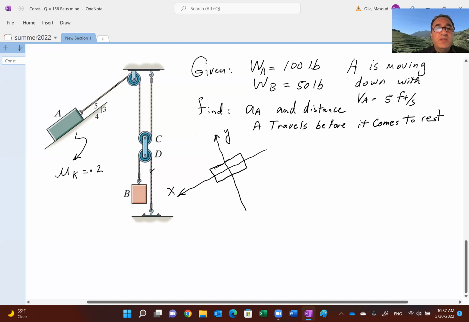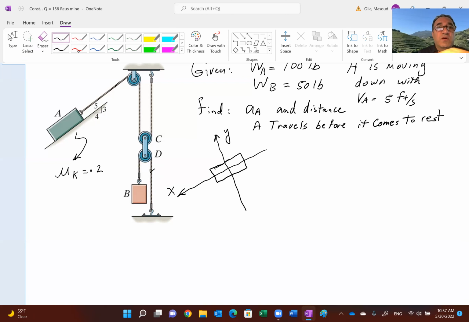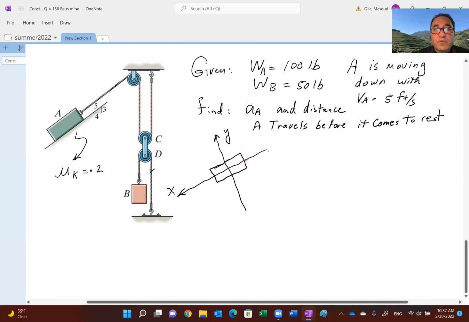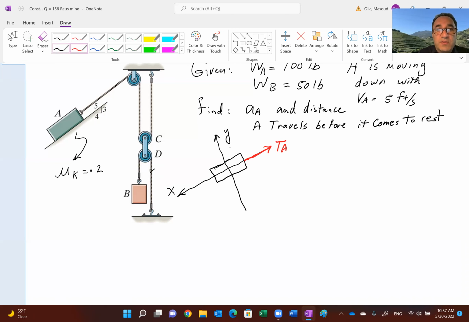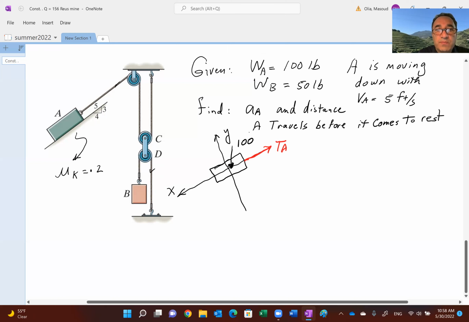I'm going to call the tension in the cable attached to block A, tension A. This is obviously an unknown. The weight of the object is known, so that's the 100 pounds. And we have a normal force, clearly in that direction. Because this block is moving down, friction would be in this direction. I call it F sub F, being friction. Now, we know that in order to find the friction force, we need to find N.